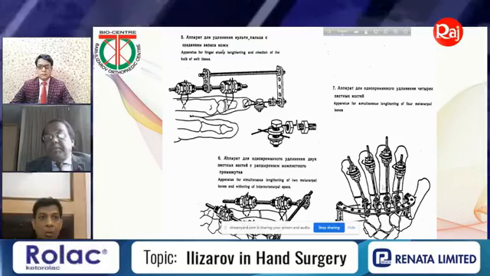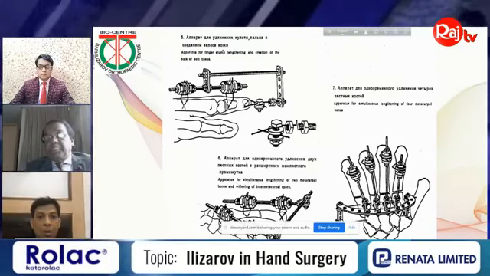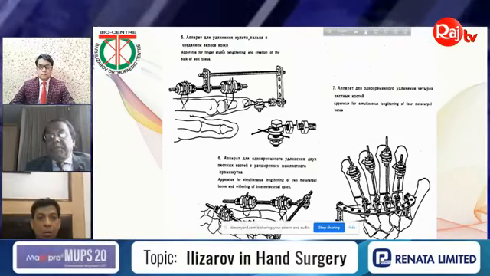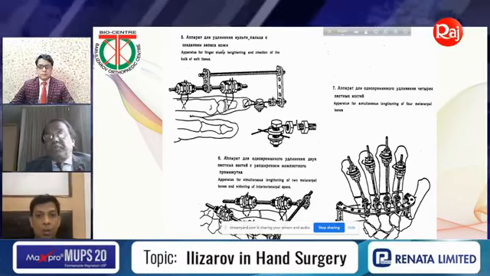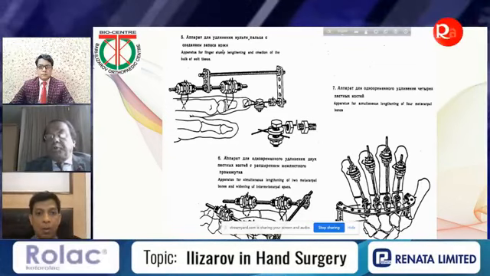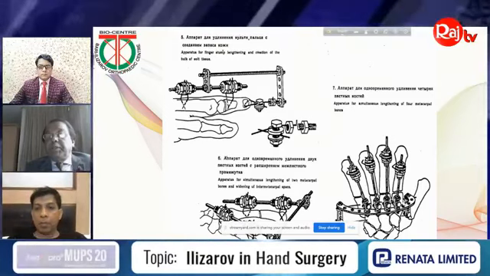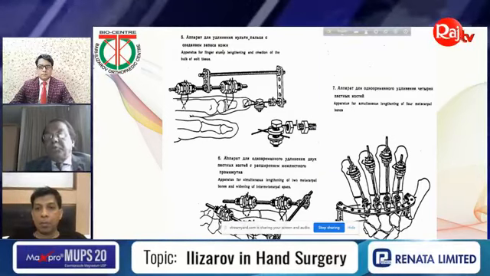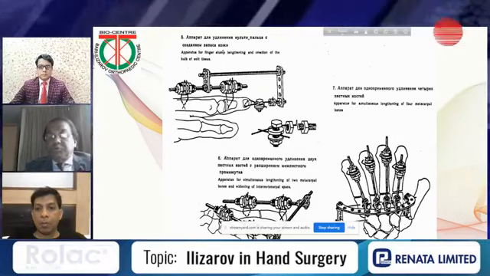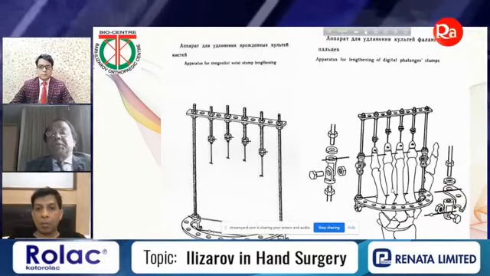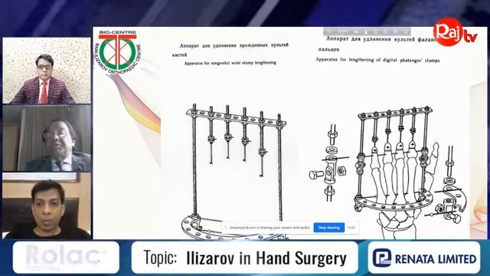If you want to lengthen, you can put like this. Whenever you see, you'll think that this is very difficult. This is not a difficult thing. Only before going to surgery, you have to know the apparatus, particularly how to put and where to use. So now you can see here, apparatus for lengthening of the distal phalanx.